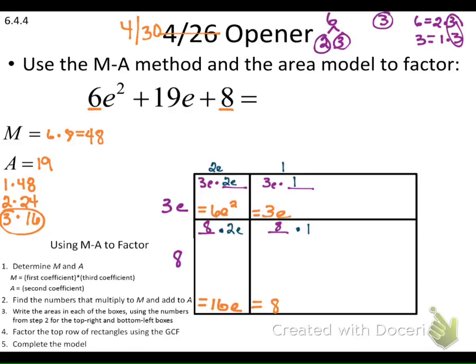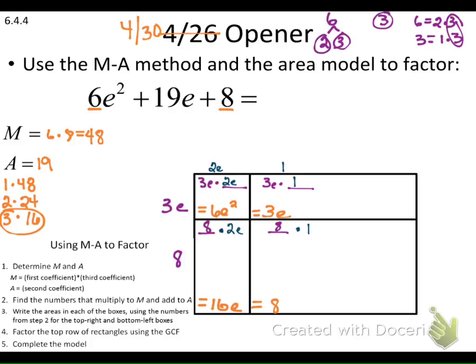What do I have to do now? Well, I gotta write my final answer, right? So here was the area. This is the area of the rectangle. Area equals what times what? What's the formula for area? Area equals height times width.